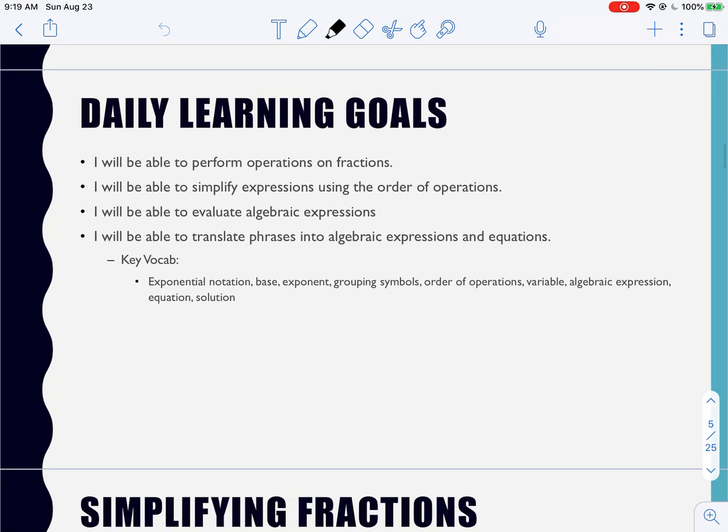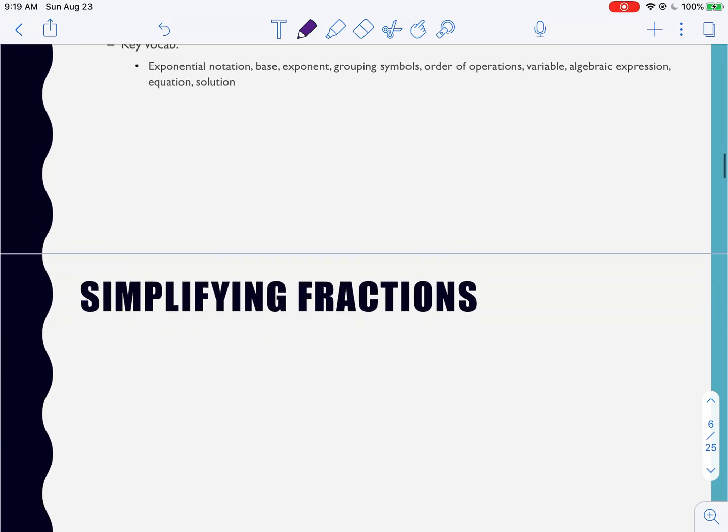Today we are going to perform operations on fractions. When I talk about operations, I'm talking about addition, subtraction, multiplication, and division. We are going to be able to simplify expressions using the order of operations. We're going to talk about algebraic expressions, those are any expressions that contain a variable. And we're going to be able to translate phrases into algebraic expressions and equations.